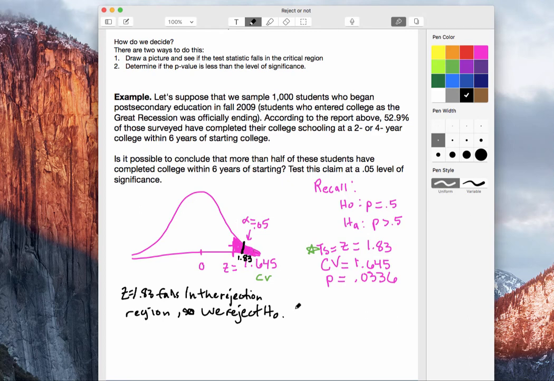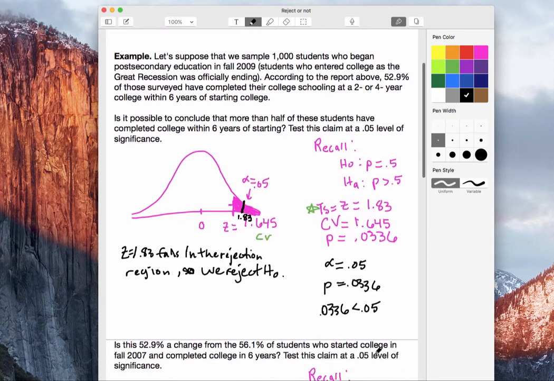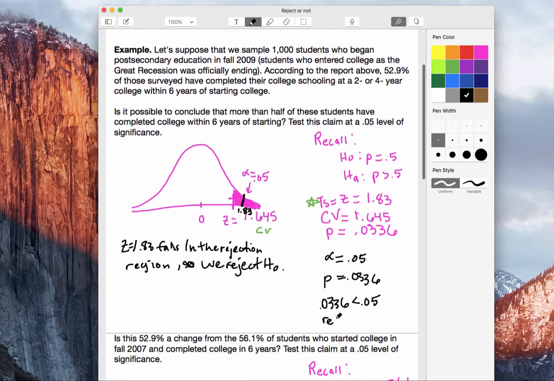The other way to decide if we should reject H naught is basing this on our p-value and alpha. So we know we were given that alpha is 0.05. And our p-value is 0.0336. And since 0.0336 is less than 0.05, the p-value is less than alpha, we are going to reject our null hypothesis. So same conclusion as with the critical value over there.